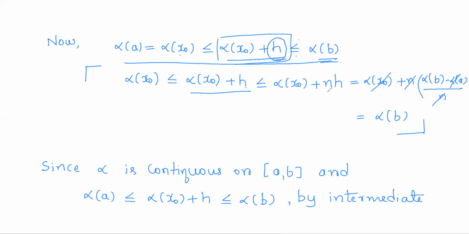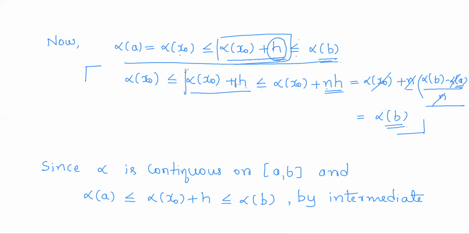So n is any positive integer, so it will be greater than or equal to 1. So here 1 times h is there, alpha of x naught plus h is there. Consider it as 1 times h. So 1 is less than or equal to n. So alpha of x naught plus h will be less than or equal to alpha of x naught plus n into h. So n gets cancelled. Alpha of x naught, alpha of x naught. A is nothing but x naught. So both get cancelled. We are left with alpha of b.